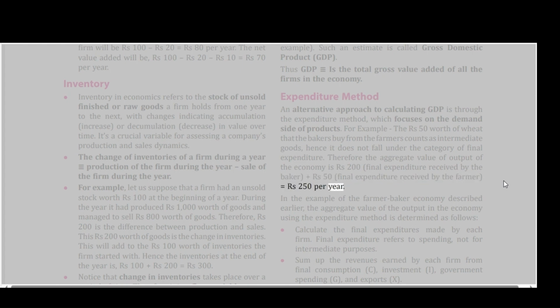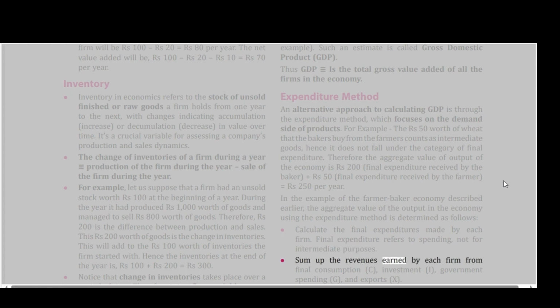In the example of the farmer-baker economy described earlier, the aggregate value of the output in the economy using the expenditure method is determined as follows. Step 1: Calculate the final expenditures made by each firm. Final expenditure refers to spending not for intermediate purposes.